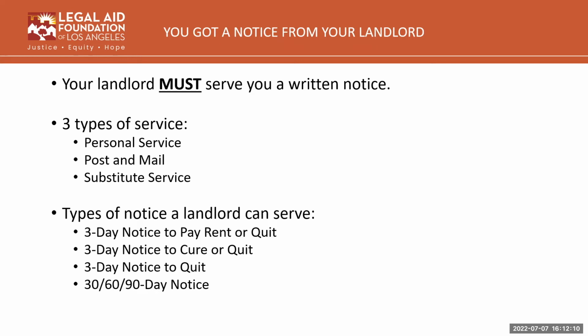Another notice they can serve is a 3-day notice to quit. And this is when the landlord wants you to vacate the property within 3 days for something that you might have done that can't be cured or fixed. Another notice they can give is a 30-day, 60-day, or a 90-day notice. And these are notices that will let you know you have 30, 60, or 90 days to move out. Usually 90-day notices are reserved for Section 8 tenants. And regarding these notices, depending on where you live, they may require a reason to be stated on the notice.